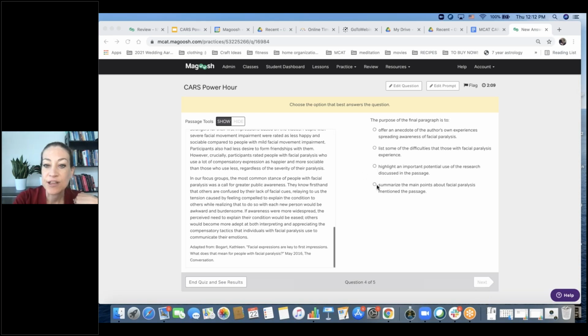And so the option of highlighting an important potential use of the research is correct. An important potential use of the research would be to raise public awareness. Partly what makes this difficult is that it's not saying research directly. So you go to this last paragraph, you know that it's talking about research as the main thing going on here. And some of the other options are closer. It's easier to see the connection to research, but there are other problems with these other answer choices.